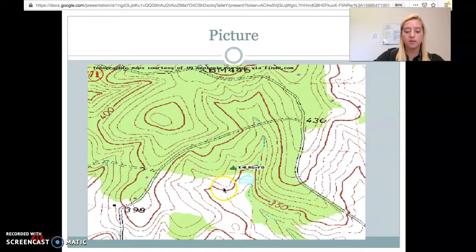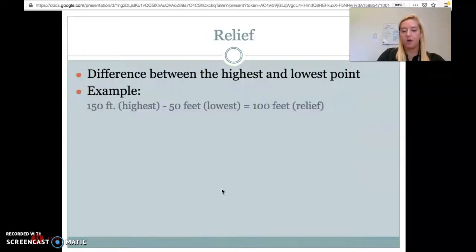And let's just say this is my lowest point right here at 350. So 460 minus 350 foot equals 110. That would be our relief, 110 foot. So these are pretty simple.